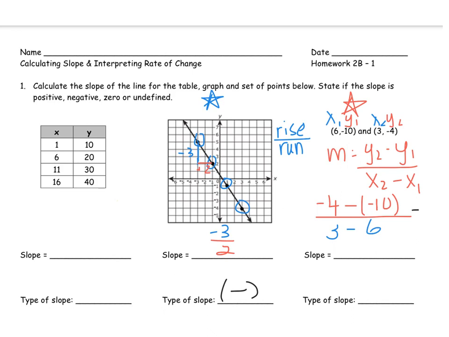And I get -4 plus 10 is a positive 6. 3 minus 6 is -3. So for my slope here, I get -2. And this is another negative slope.